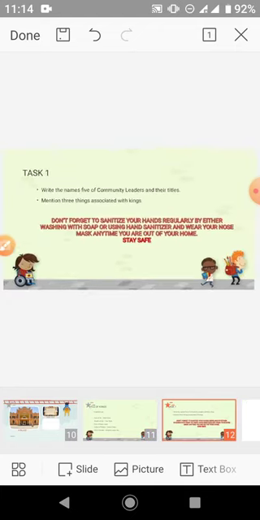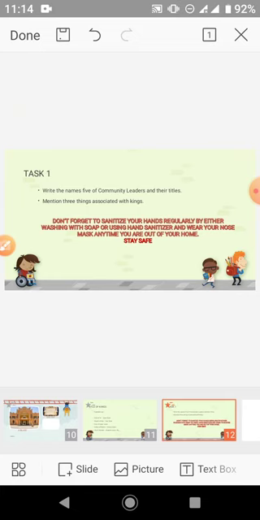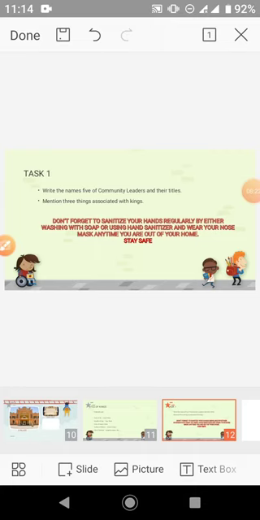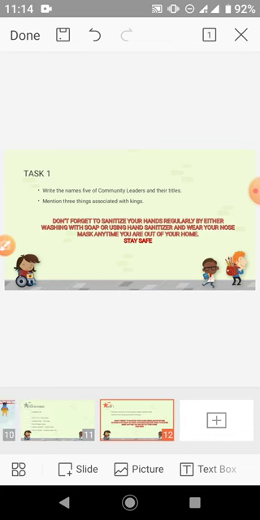Now, when we've been able to identify all of this, I would like you to tell me the names of 5 community leaders and their titles. We've cited examples earlier on. You can always go back to the slide to check again, to look for answers to some of these questions. And of course, mention 3 things associated with kings. I've mentioned crown, I've mentioned throne, I've mentioned staff, lots of other things that are associated with kings. And that is the end of this.